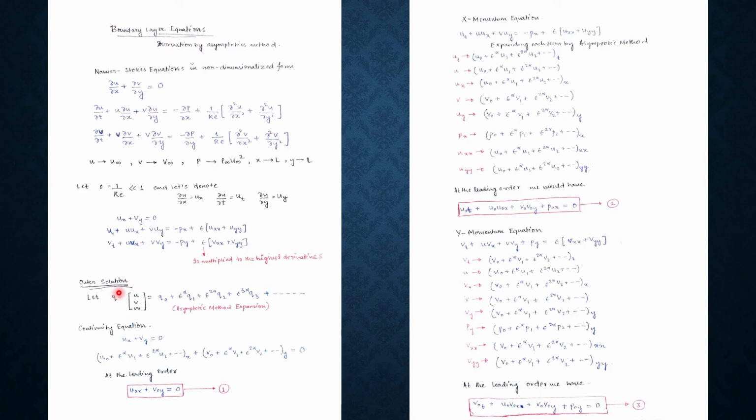Now the outer solution can be denoted by the small q, u, v and p. It has been mistakenly written as w. Now this q can be expanded as q0 plus epsilon to the power alpha q1 plus epsilon to the power 2 alpha q2. This is how the asymptotic method expansion looks like.